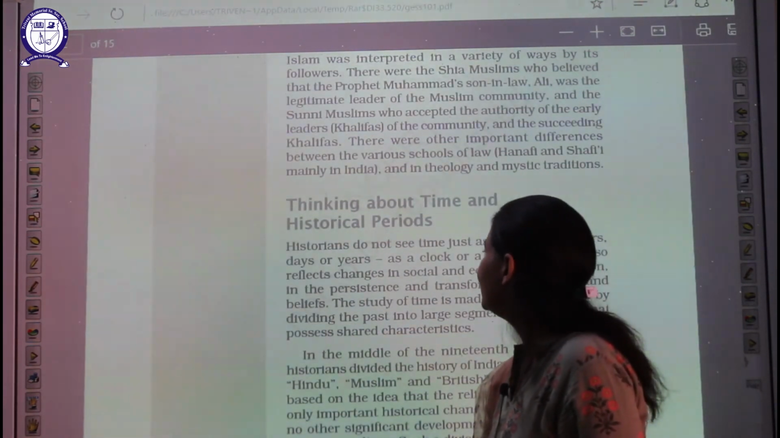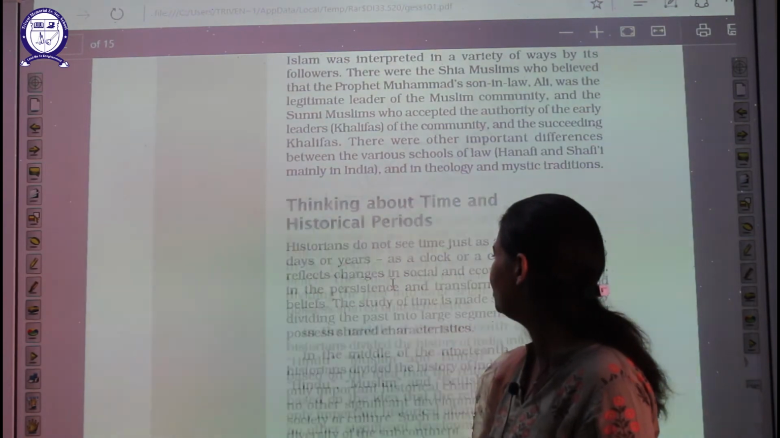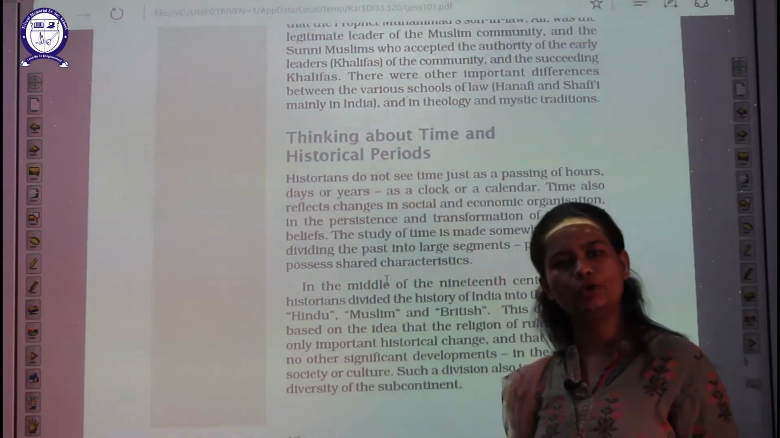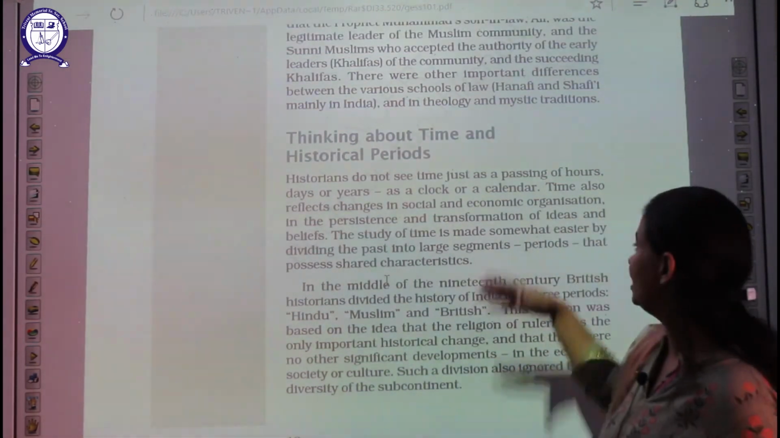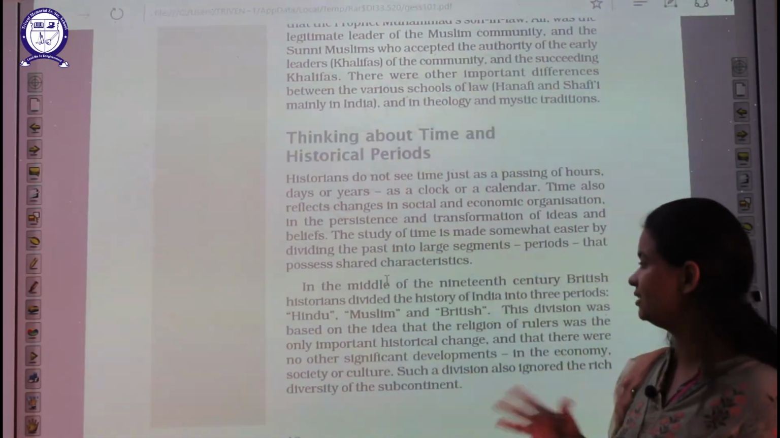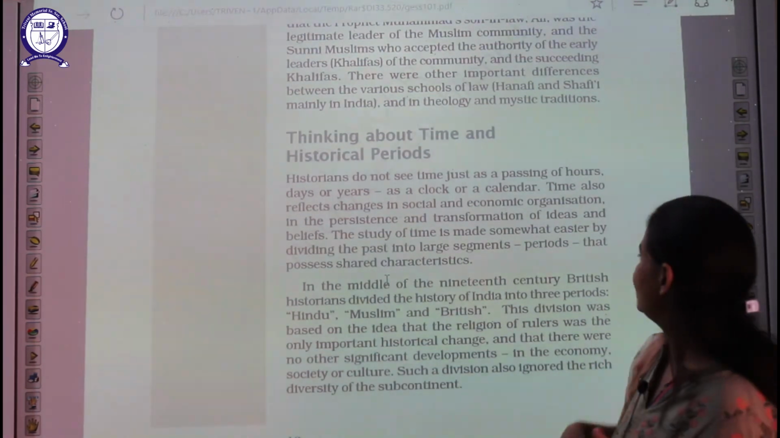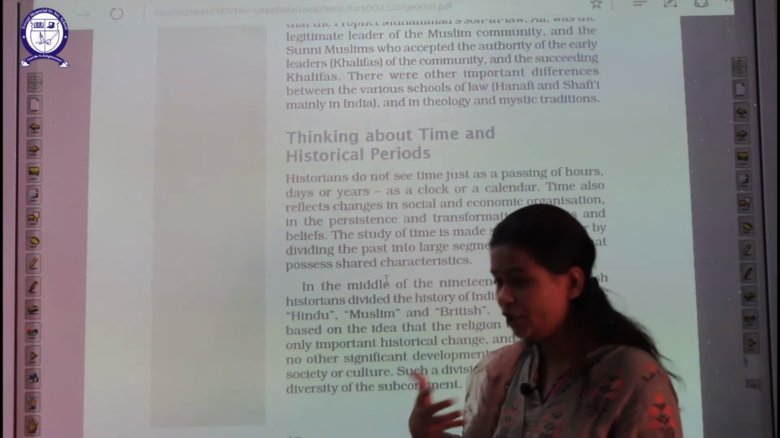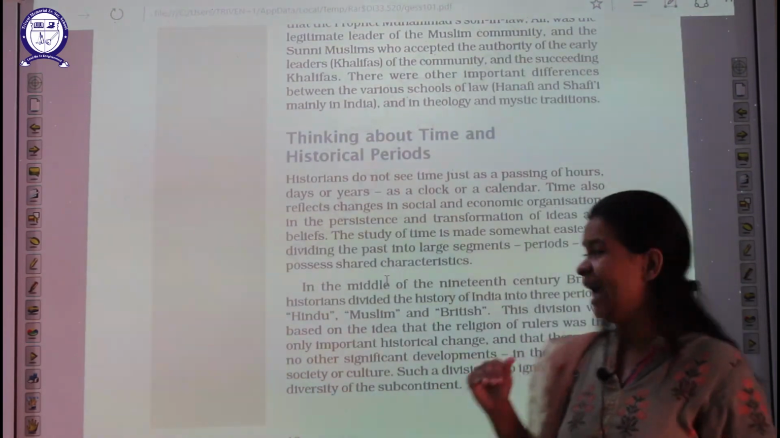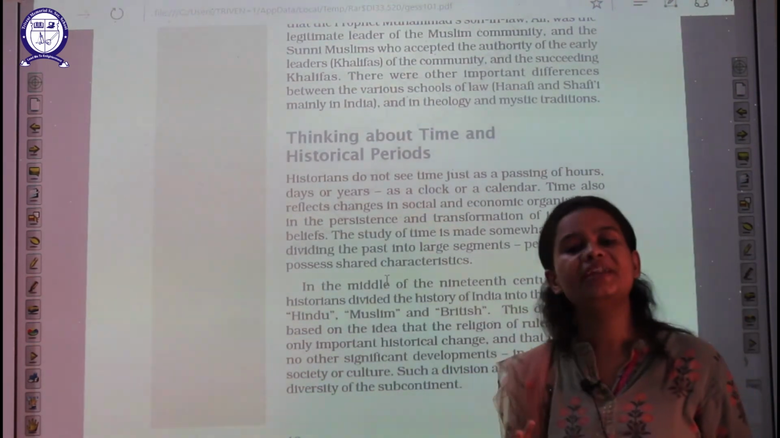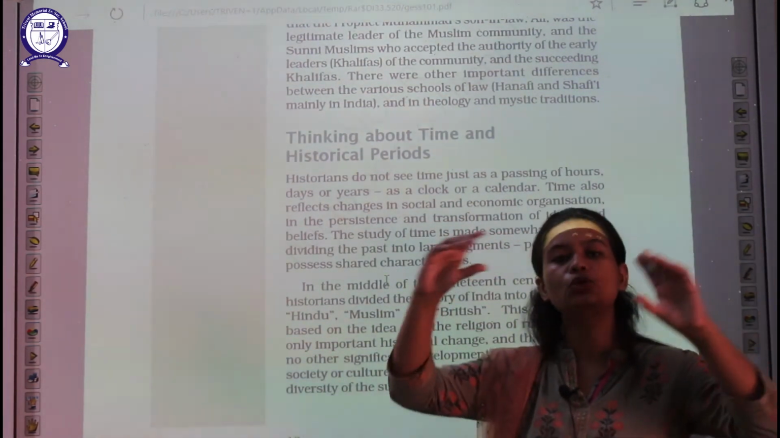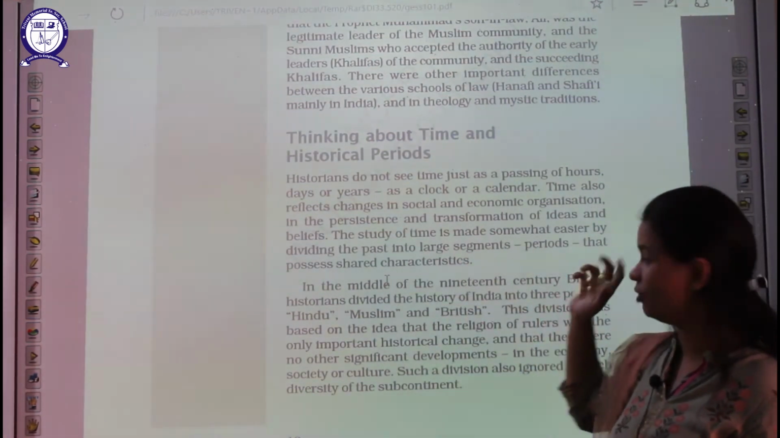The next topic is thinking about time and historical periods. Now what is said here? If someone asks you what the date is today, or when an event happened, you can clearly say by looking at the calendar or the clock. But if we talk about the past, they used to study the past by dividing it into large segments on the basis of time period, from this period to this period. So they characterize time on this basis.